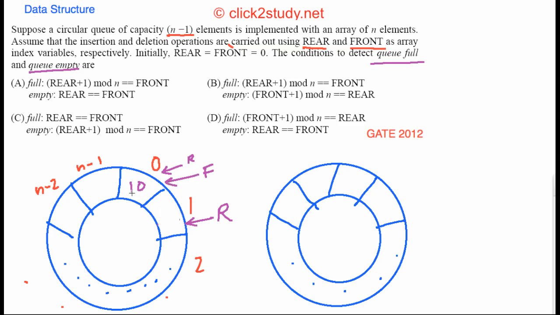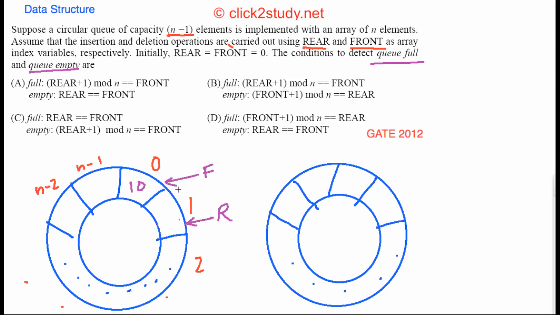So I inserted 10. In the beginning both rear and front were here, at index 0, and then I inserted 10. So then my rear has to be moved. Rear doesn't point there anymore, it points here now. That's the rear, or the tail of the circular queue, you can say. And then if you insert something, rear will move here. So that's the idea.